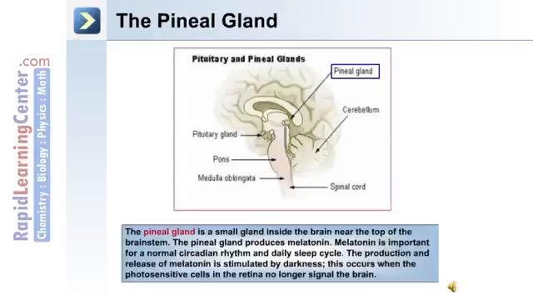The pineal gland. The pineal gland is a small endocrine gland inside the brain near the top of the brainstem. This gland produces melatonin, and this hormone is important for a normal circadian rhythm and daily sleep cycle. The production and release of melatonin is stimulated by darkness, and this occurs when the photosensitive cells in the retina no longer signal the brain.